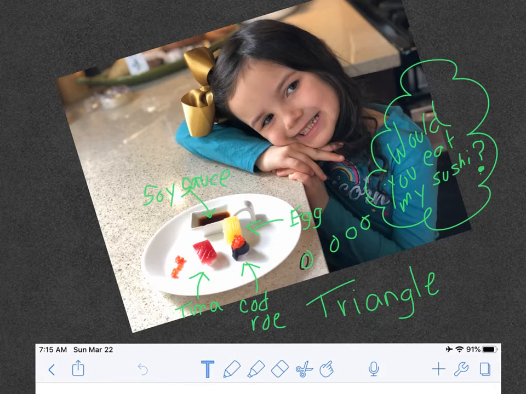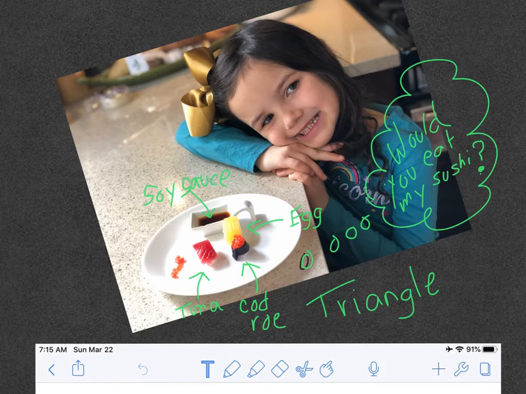I hope you guys are engaging in some crafts and spending a little bit of time outside too. And I wonder, would you have eaten it if it were really sushi? You'll have to let me know. So today, let's get started on our lesson.